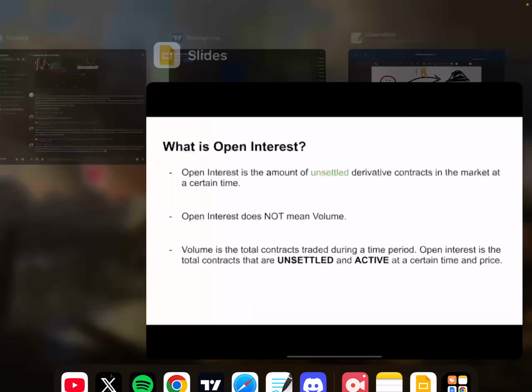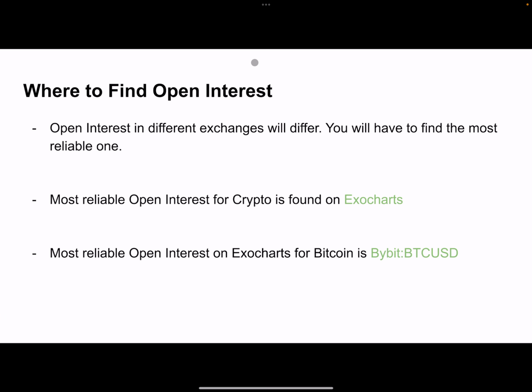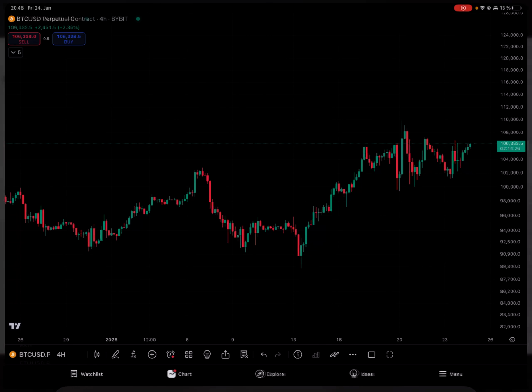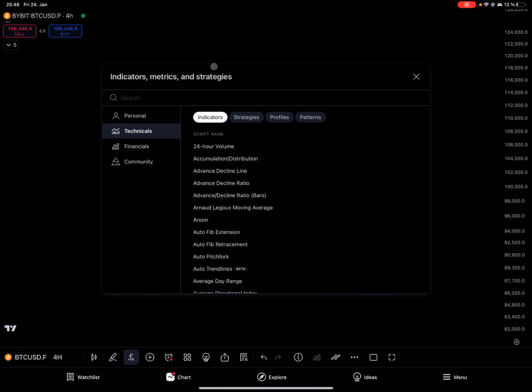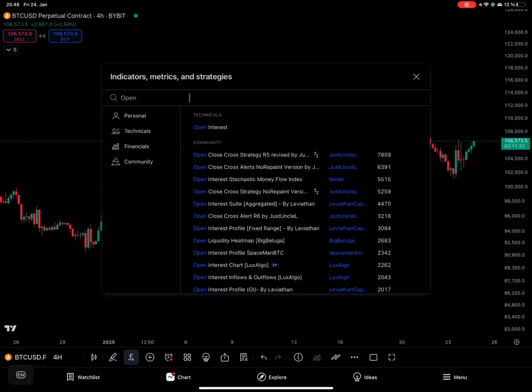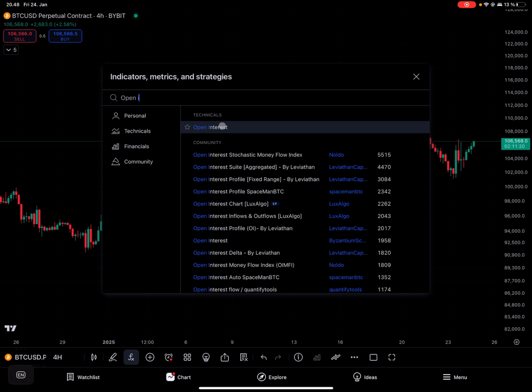Now, let's go back to here, and you might ask me, how do I find open interest? Now, there are different ways you can find open interest. One of them is TradingView. I think if you just go to TradingView and go to this part here and write open interest, you'll be able to see this here. It's a technical thing, open interest, but I don't use it.